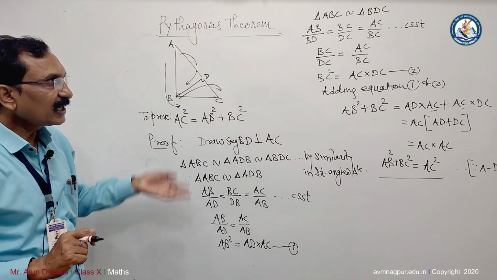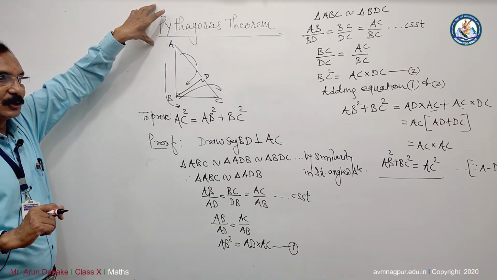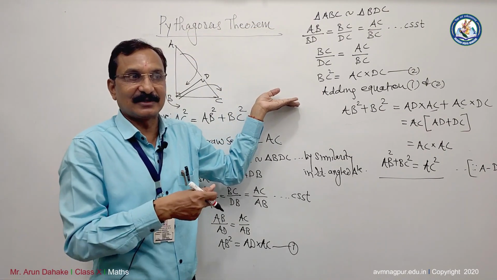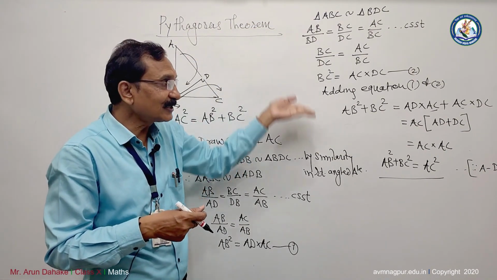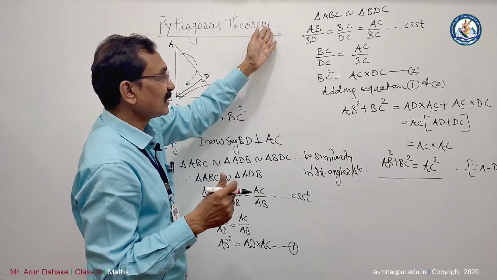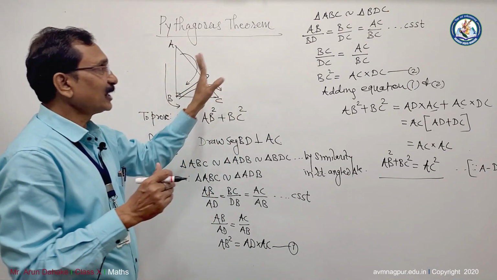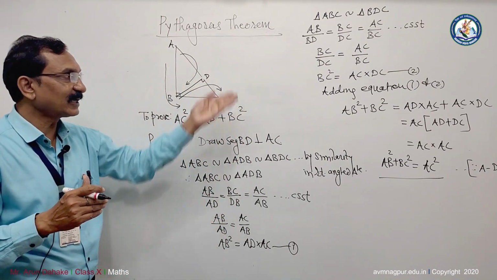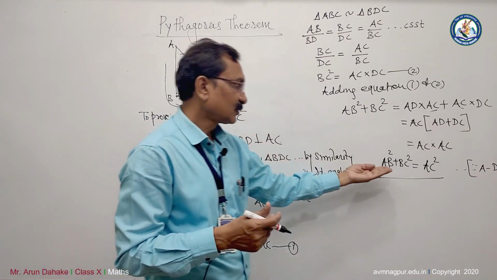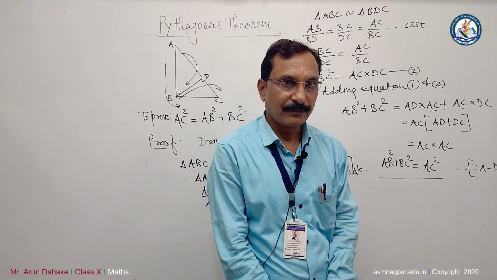Like this, we can prove the theorem of Pythagoras. 2005 years ago he established this theorem, and now we are learning it. It is a very important theorem. All of geometry is based on this theorem. Up till now we knew the statement, but this is the proof of this theorem, how it is proved. So, AB square plus BC square is equal to AC square.